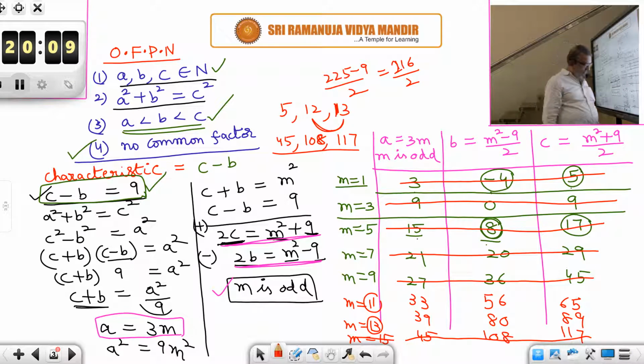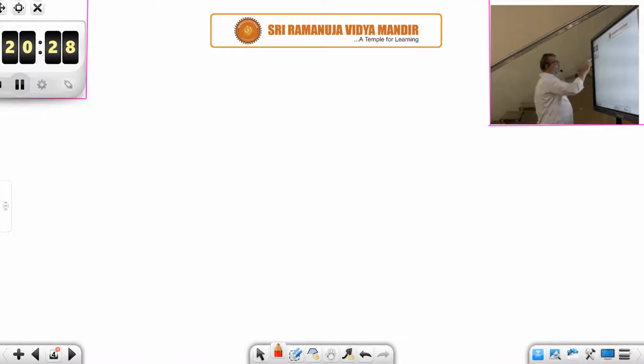Similarly, next m equal to 17, m equal to 19 will be okay, and m equal to 21 may be failing. So like that you will get some pattern. But at the top of the list is 33, 56, 65. That is about characteristic 9.